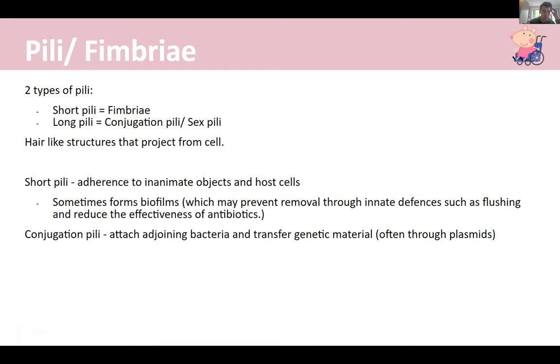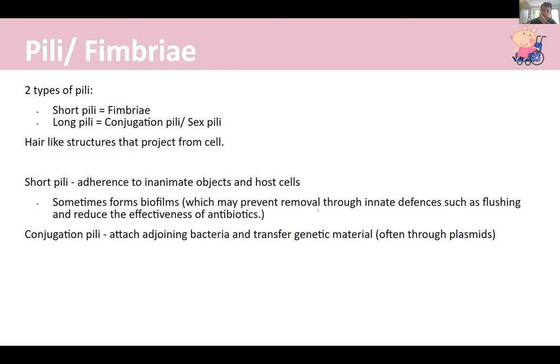Pili, two types. Short type of pili is called fimbriae. These are used for adherence. They can adhere to inanimate objects and host cells. So you might have heard of the word fomite before. A fomite is just a normal object that harbors a pathogen, and it is adhered to by the pathogen, often by short pili known as fimbriae. Sometimes the fimbriae will form together to create biofilms, and they can essentially prevent the removal through innate defenses.